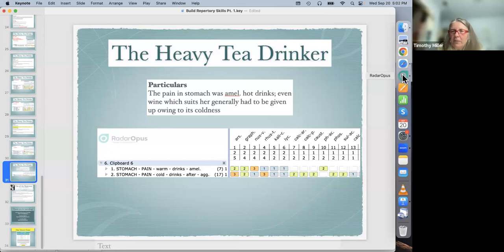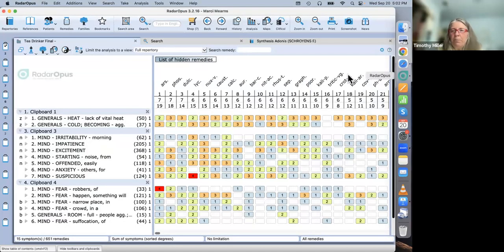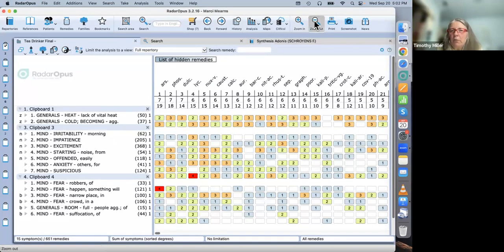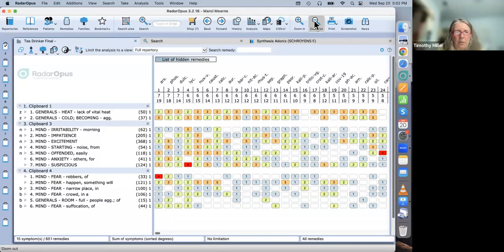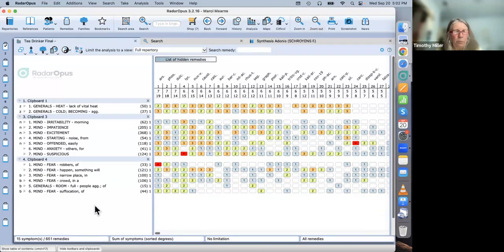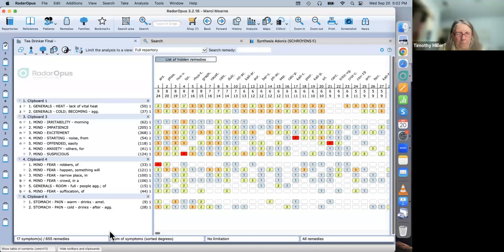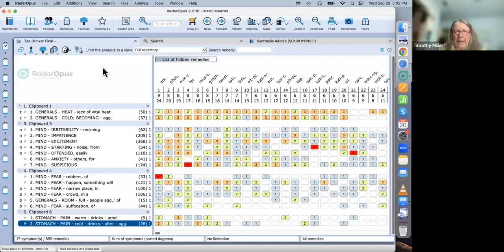All right. So let's take what we're looking at now. Let's zoom it out just a bit. Hopefully we can still see those. And let's bring up our clipboard 6, which has those modalities of the stomach pain. Warm drinks ameliorate, aggravated after cold drinks. I guess I can make that a little bit bigger.